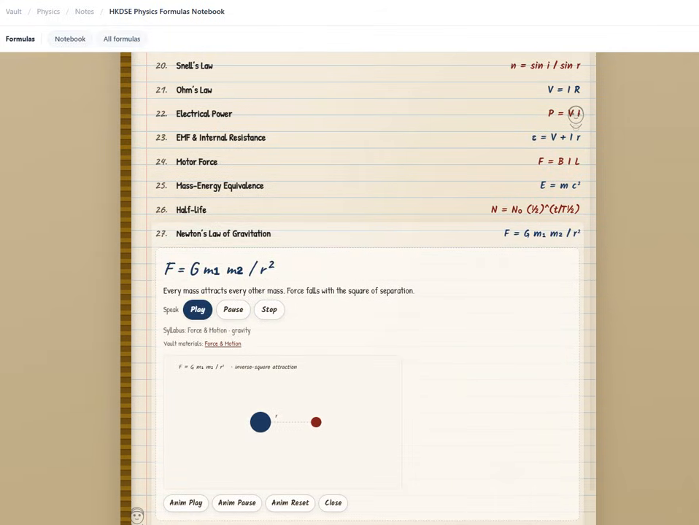Newton's law of gravitation, F equals G m1 m2 over r squared. Every mass attracts every other mass. Force falls with the square of separation. Two masses attract. Force falls with distance squared.